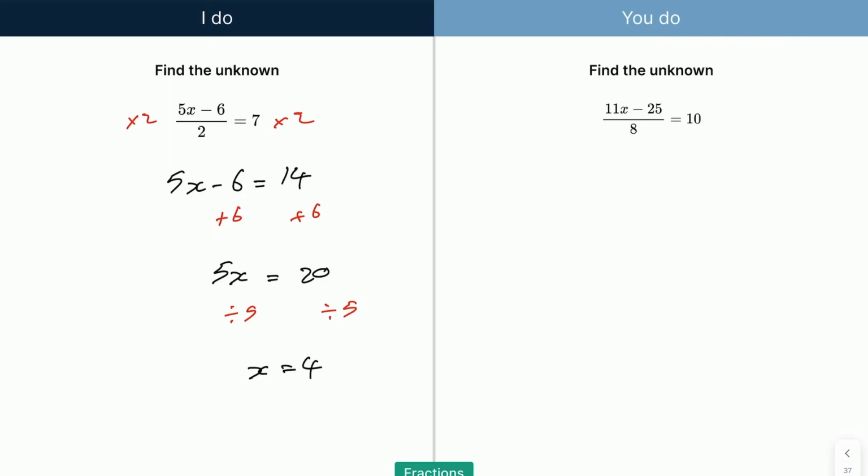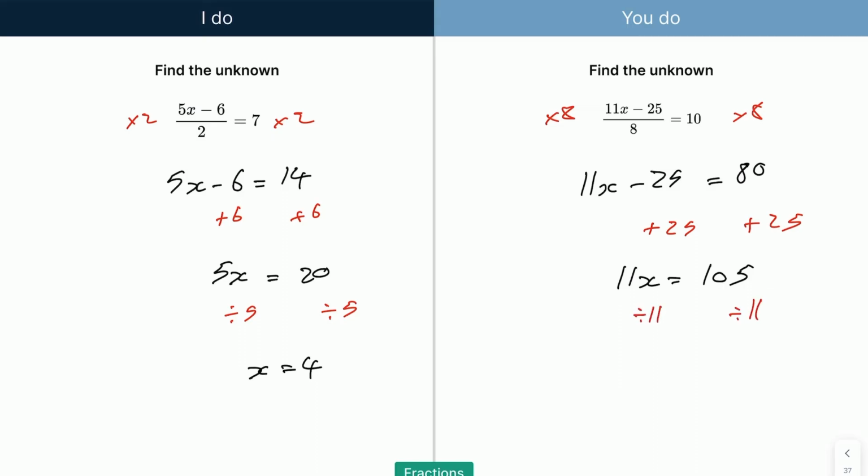And again, hopefully you've pressed pause and had a go at this example. So times each side by 8. And that becomes 11x minus 25 is equal to 80. And then I'm just going to add 25 and 25. So that'll be 80 plus 25, which is 105. So that'll become 11x is equal to 105. And then I'm just going to divide each side by 11. And then we have x is equal to 105 divided by 11.